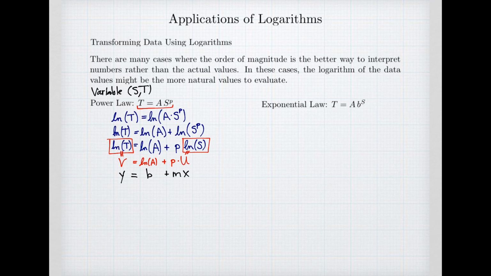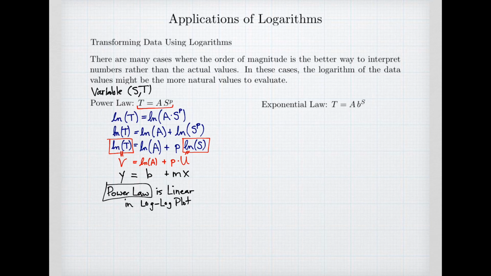What we find is that a power law is linear in a log-log plot. If I look at my data with both axes in a logarithmic scale and it looks linear, that means I'm working with a power law. And I can find the power by calculating the slope of that transformed data.